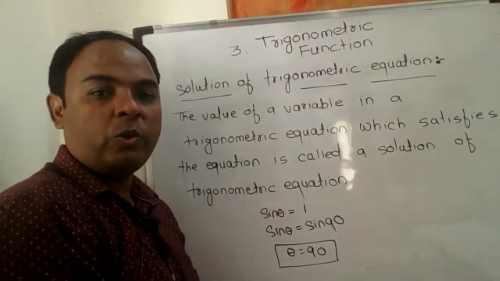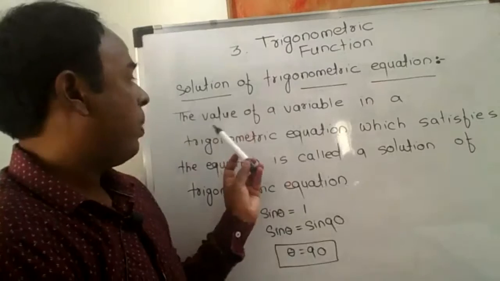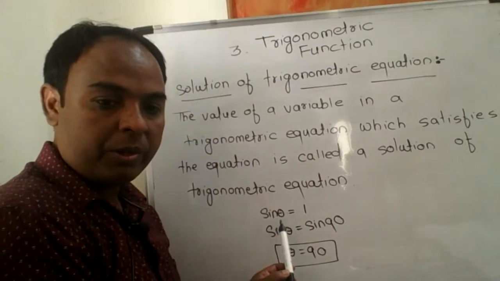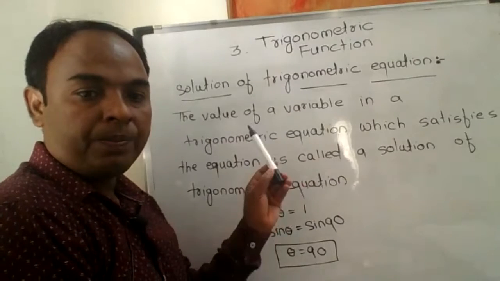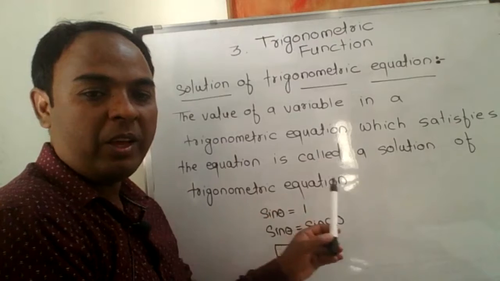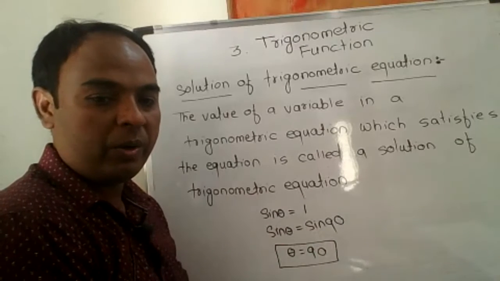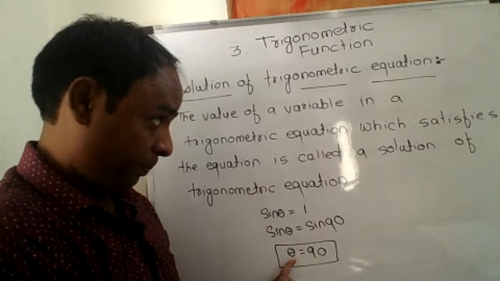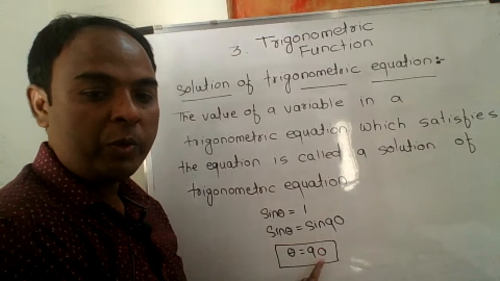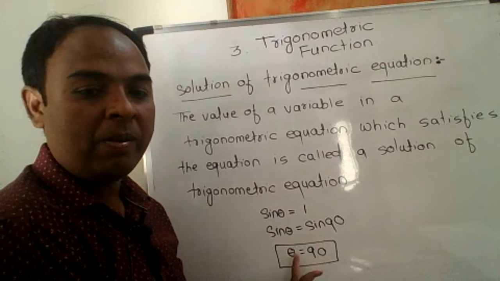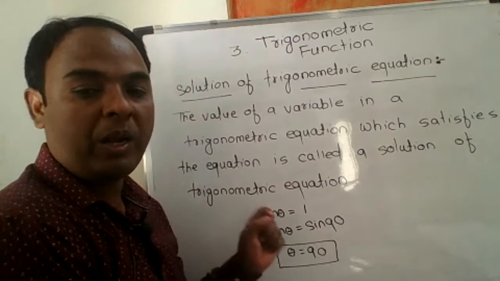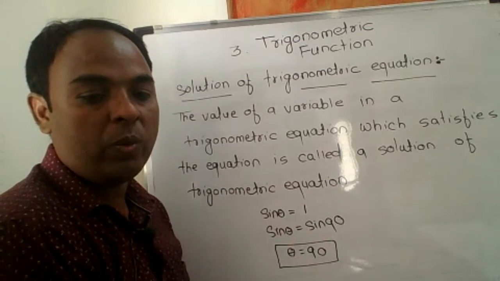So what is the solution of a trigonometric equation? The value of the variable in a trigonometric equation, for example sine theta equal to 1. The value of a variable in a trigonometric equation which satisfies the equation is called a solution of the trigonometric equation. So theta equal to 90 degree satisfies the equation. Why? Because we got a proper value of theta. Theta is what? The variable. So that is called the solution of the trigonometric equation, theta equal to 90 degree.